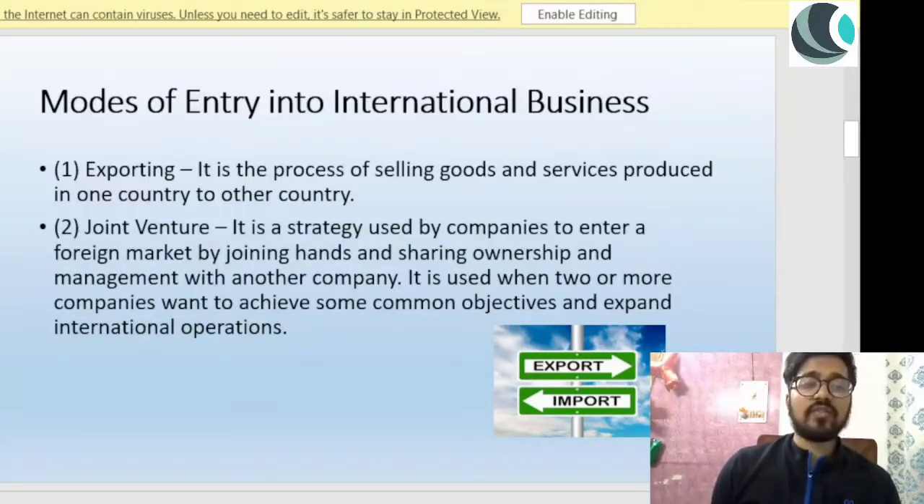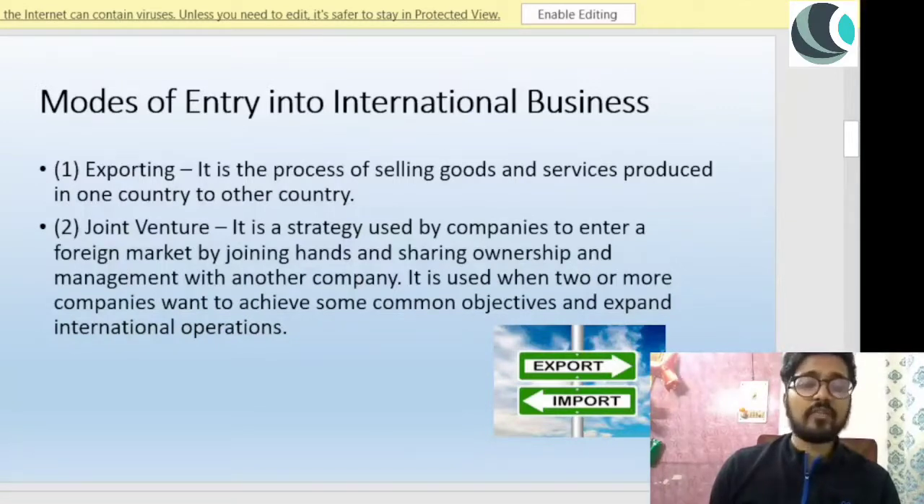It is the process of selling goods and services produced in one country to another country. So this is what exporting basically means. I'll explain it with an example. Let's assume I am producing some electronic goods, let's say phone chargers, and there is demand for phone chargers in my neighbor countries, let's say Nepal, Bangladesh, and Sri Lanka even. I'll sell them all the chargers, and that will be called exporting, because I'll be selling my goods to other nations.